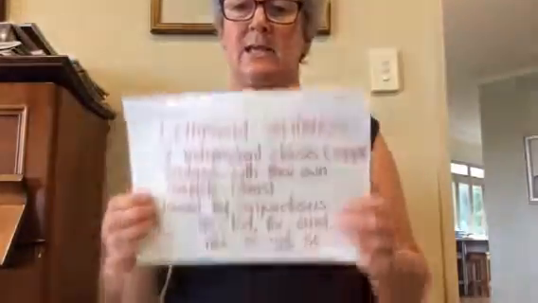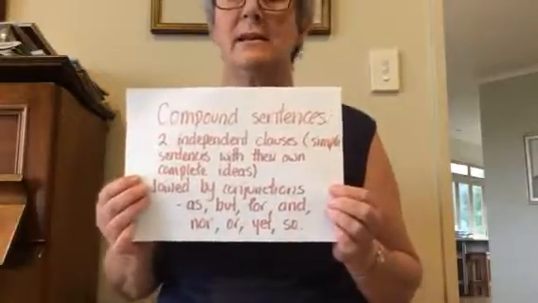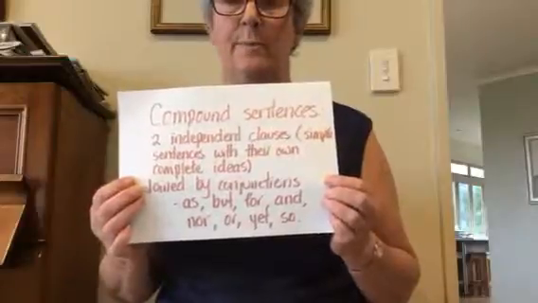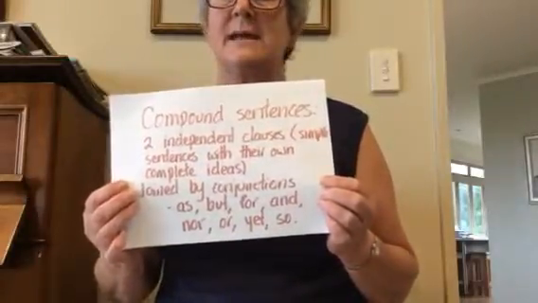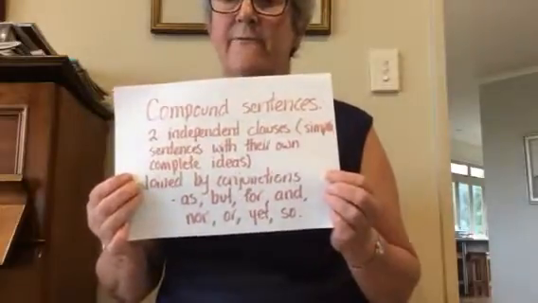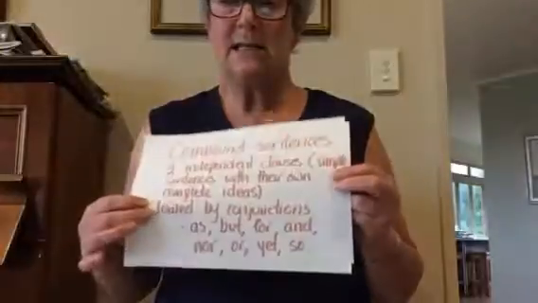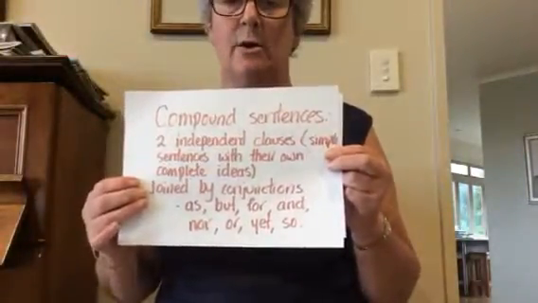Moving on now to compound sentences. These contain two independent clauses or sentences that can stand alone with a complete meaning, with their own subject and verb. So they're joined into one sentence by such conjunctions as for, but, as, and, nor, or, yet, and so.